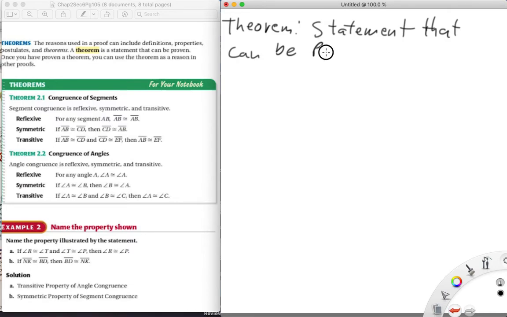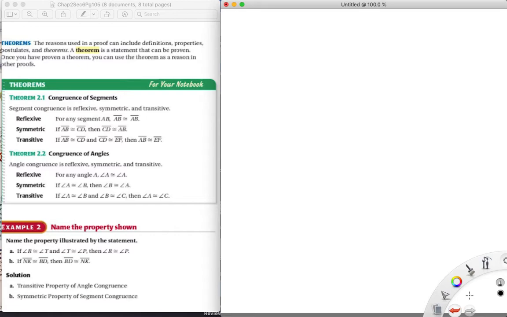It's a statement that can be proven. Now, we've talked a lot about postulates and properties. Those are basically rules that don't have to be proven. A theorem, on the other hand, does have to be proven. And they give us Theorem 2.1. This is our first of many, many, many theorems. And Theorem 2.1 is basically talking about congruent segments.